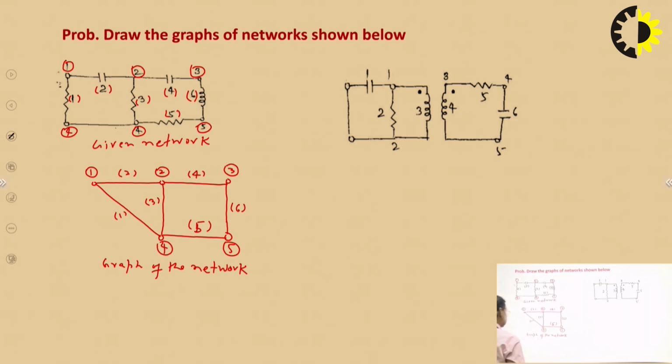What is the definition of a graph? The graph of a network is one in which each branch connects two nodes. The network is not oriented, so this graph is also not oriented. This graph is not oriented, but it is a connected graph.